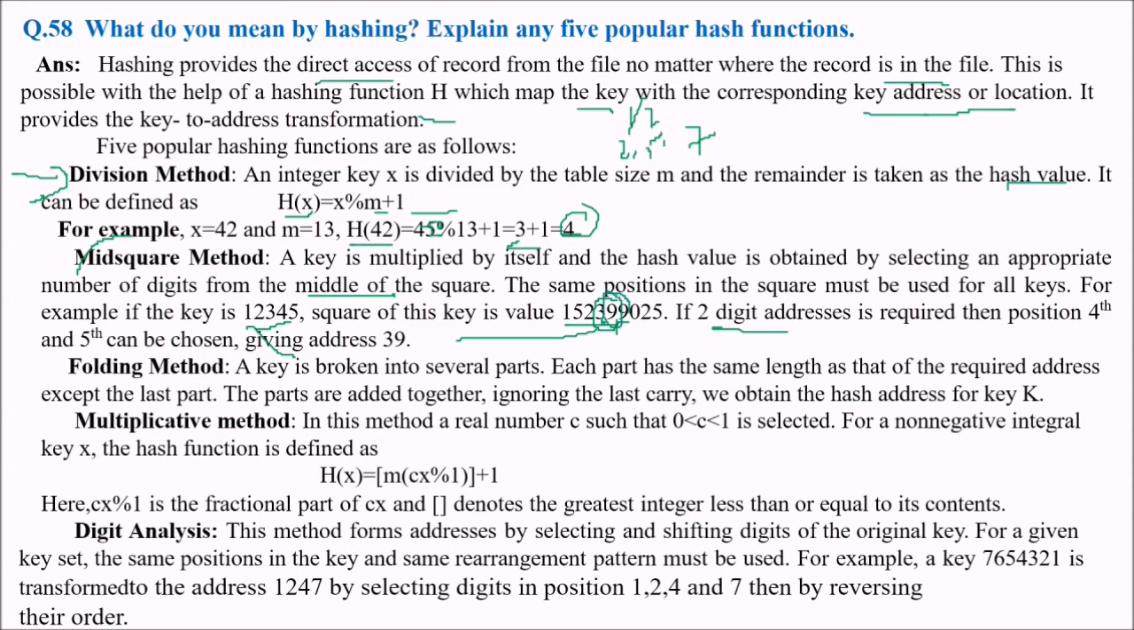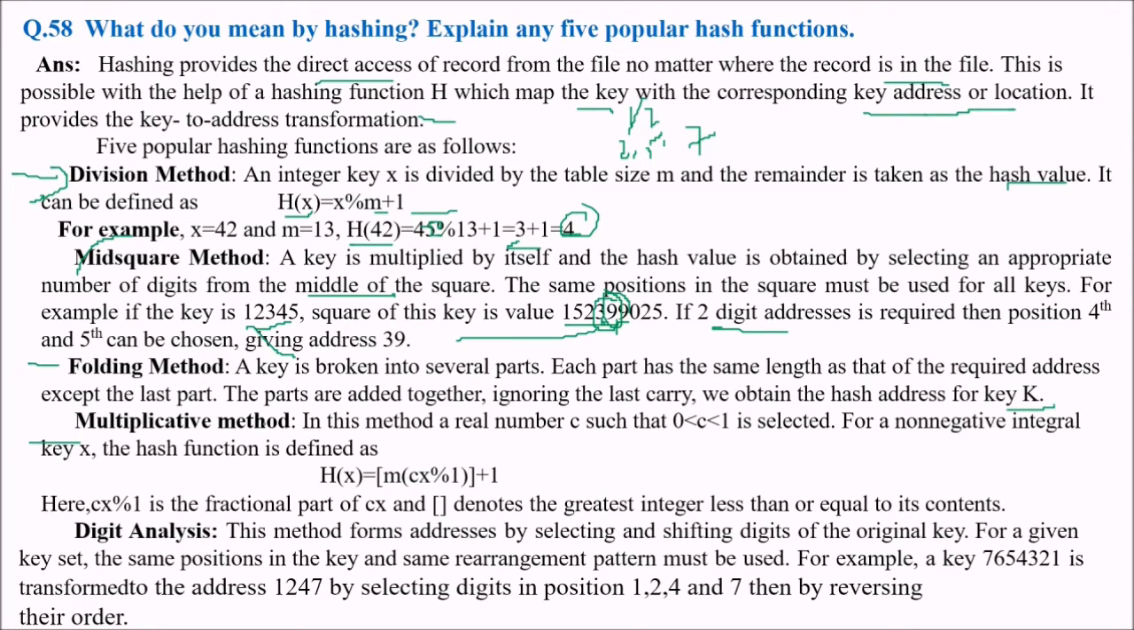So we have chosen this 39, and this will be done for all others. Then next is the folding method. What is this folding method? A key is broken into several parts. Each part has the same length as that of the required address except the last part. When the parts are added together, ignoring the last carry, we obtain the hash address for the key.